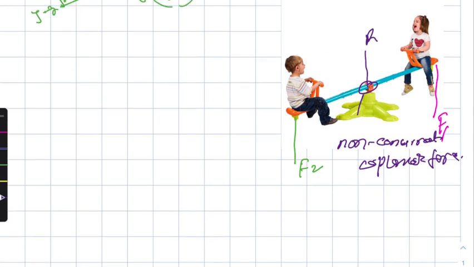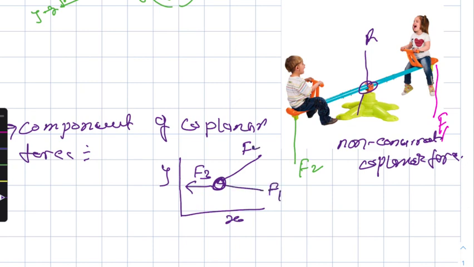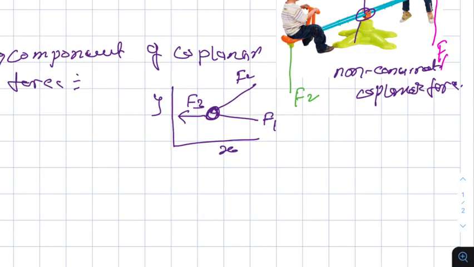Okay, now the components of coplanar force. We know that coplanar force exists in the plane, right? This is the x direction and this is the y direction. Suppose we are acting with three forces here. One force is acting in this direction, it's F3. Two forces are acting in this direction. We are pulling this ball, F2 and F1. So all these forces have x and y components.